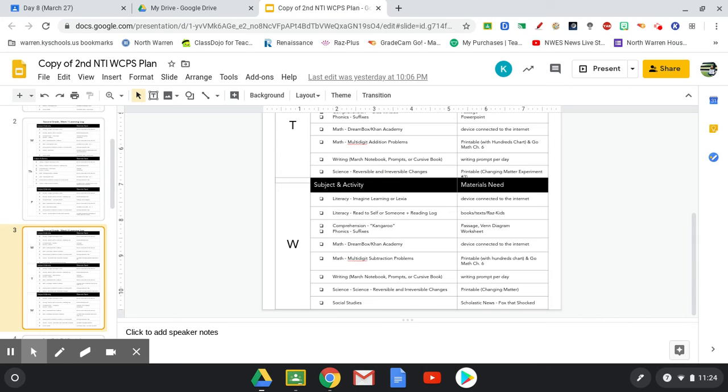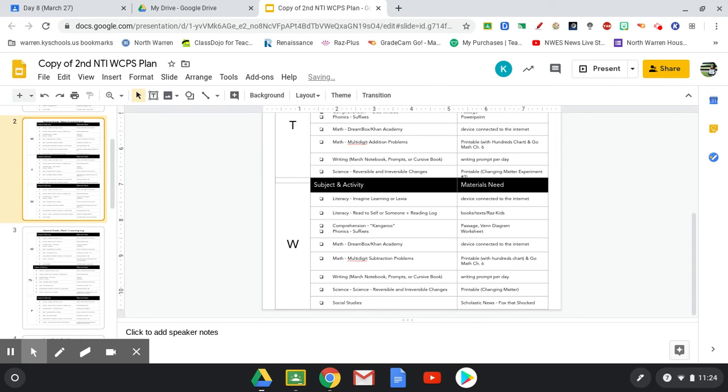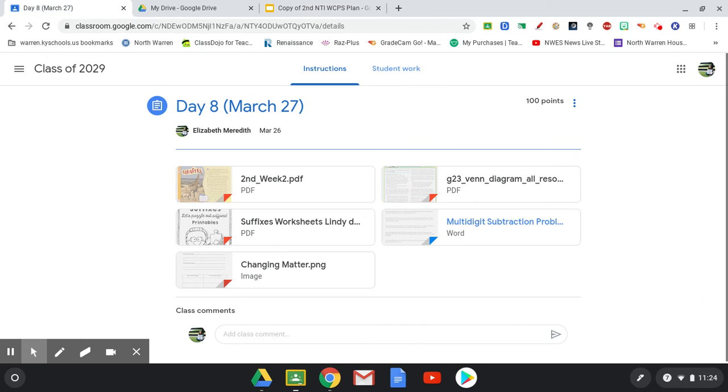Okay. Now this is going to repeat for 2 days, the multi-digit subtraction problem. So you don't have to finish the whole page today. And then if you have time, you can work in your Go Math notebook. Pick a writing prompt. If you did Google Meet this morning, you can do that as your writing prompt, Cinderella versus Stepmother. And then for science, you're doing reversible and irreversible changes.